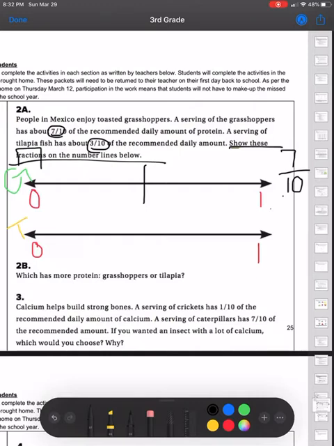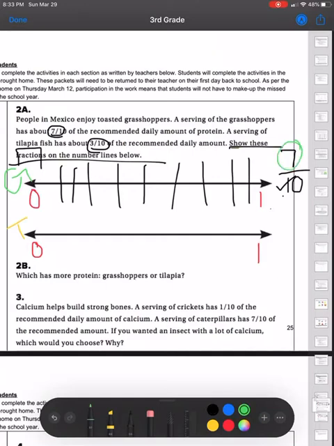from 0 to 1. 1, 2, 3, 4, 5, 6, 7, 8, 9, 10. So mine aren't even, and that's okay. Just know yours are going to look so much better than mine, so it's okay. So now that I have my parts in a whole done, I'm going to put a little check mark there.